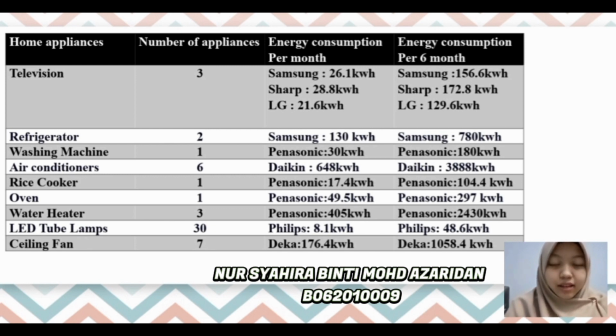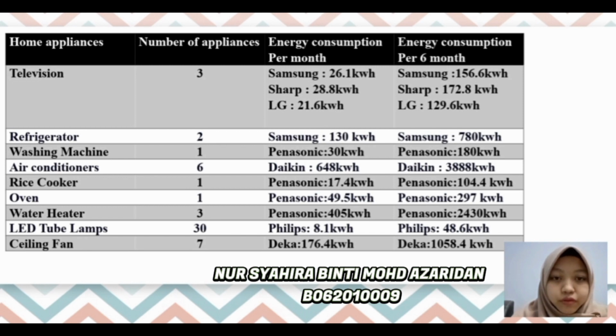Next, I want to talk about my part, which is appliance measurement. There are 9 home appliances: television, refrigerator, washing machine, air conditioner, rice cooker, oven, water heater, LED tube lamp, and ceiling fan. First, the number of televisions is 3, with 76.5 kilowatt-hours of energy consumption per month and 459 kilowatt-hours per 6 months.